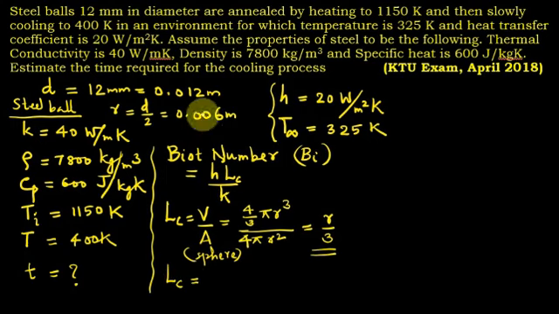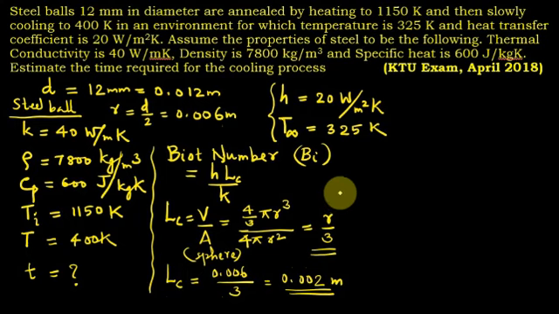Lc is equal to what? The radius is 0.006, 6 mm. So 0.006 divided by 3 is 0.002. 6 mm, now 2 mm or 0.002 meter. So the characteristic length we got. And now we calculate the Biot number.